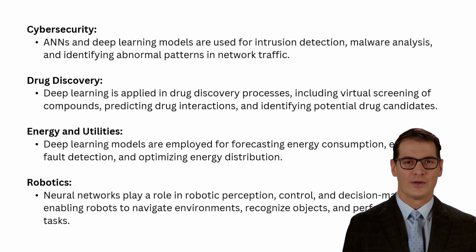In the area of drug discovery, deep learning is used for virtual tests of compounds, calculating drug interactions, and recognizing potential drug candidates. Energy and utilities companies make use of deep learning tools to foresee energy consumption, find equipment faults, and optimize energy distribution. Lastly, neural networks are applied in robotics to allow robots to move around different environments, recognize objects, and carry out complicated undertakings.